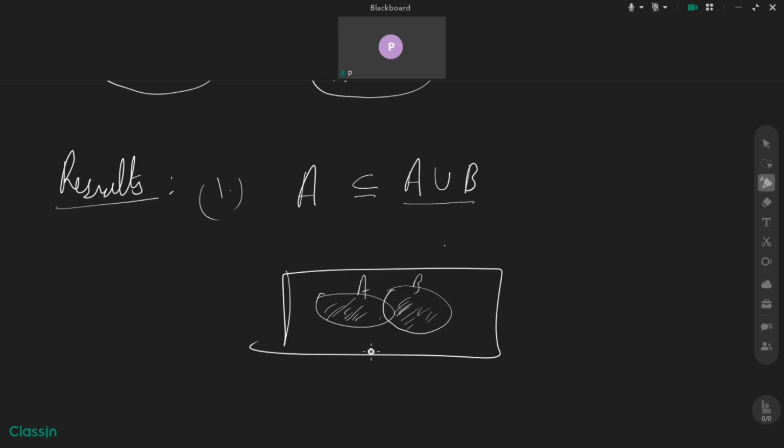Because if B is contained in A, let us say like this, I have A here and B is contained inside it, then A is equal to A union B in this case. Otherwise, A will be a subset of A union B. So I can say that A either will be a subset of or equal to A union B. Let us see the second result.